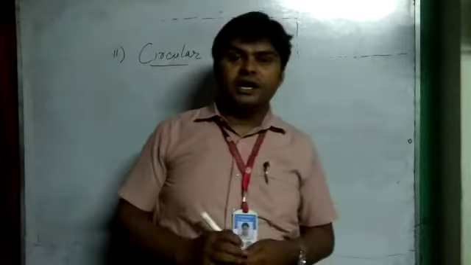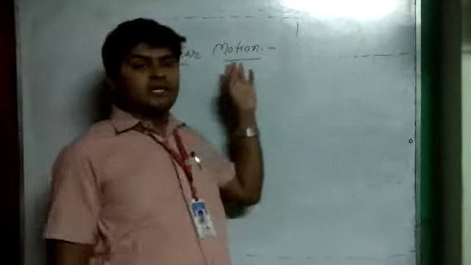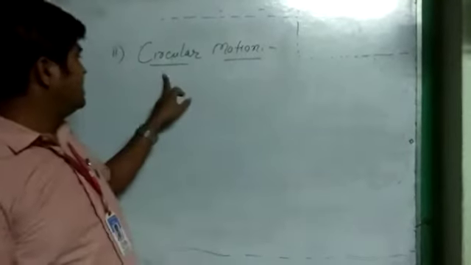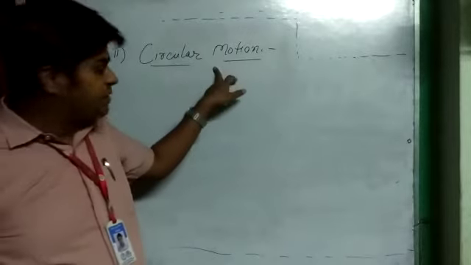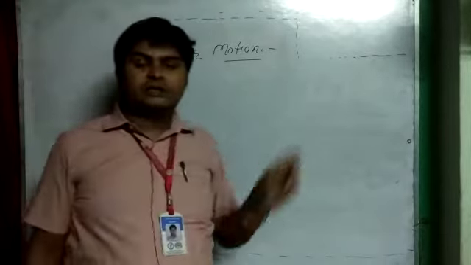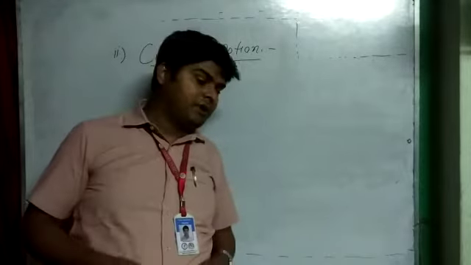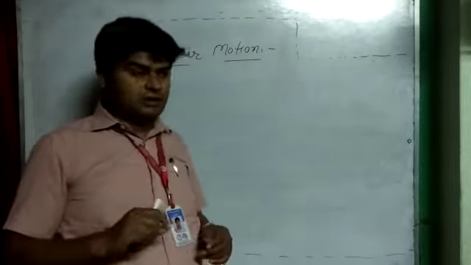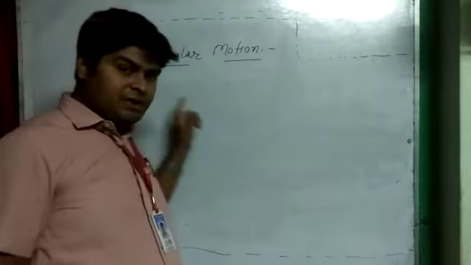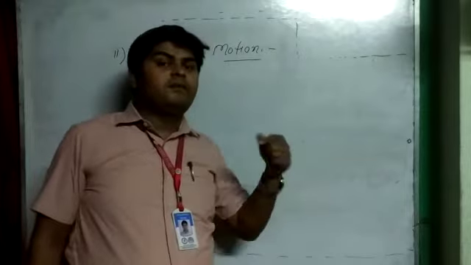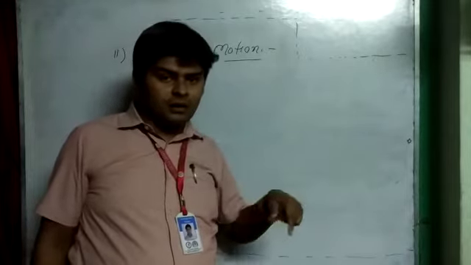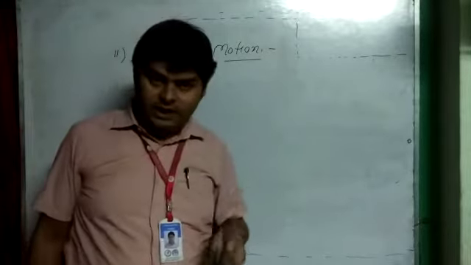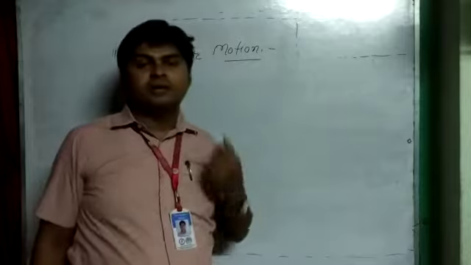The motion in which an object moves in a circular path is called circular motion. As for example, movement of a cycle in a circular path. Second example is the movement of the hand of a clock. Movement of the earth around the sun is also circular motion.